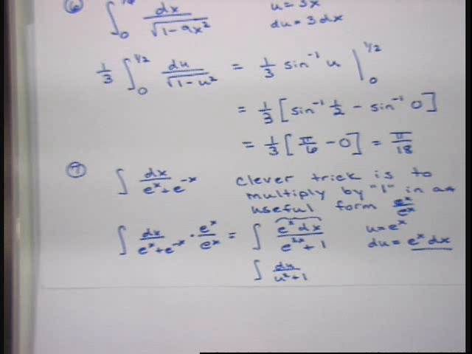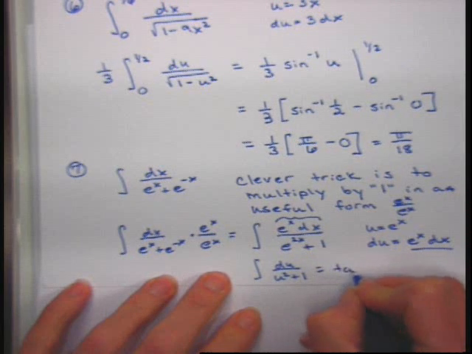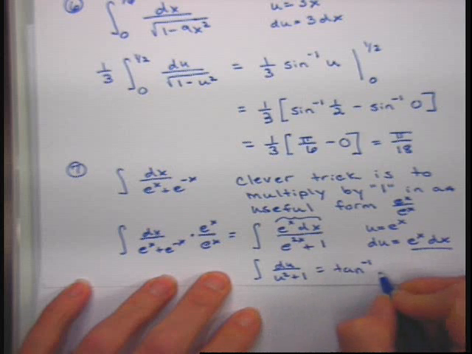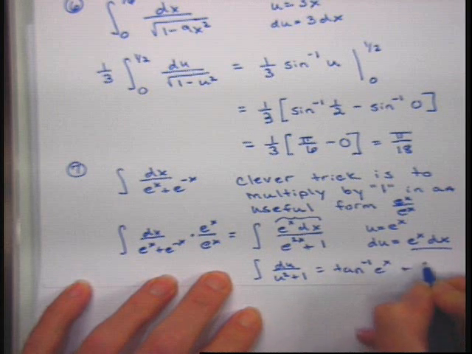Snazzy? It's like double snazzy. All right, and then finally, what is that one? That's your friend, the arctangent. Du over a squared plus u squared, where your a is 1. And so then this is just going to be the inverse tangent of u, which is e to the x plus c.